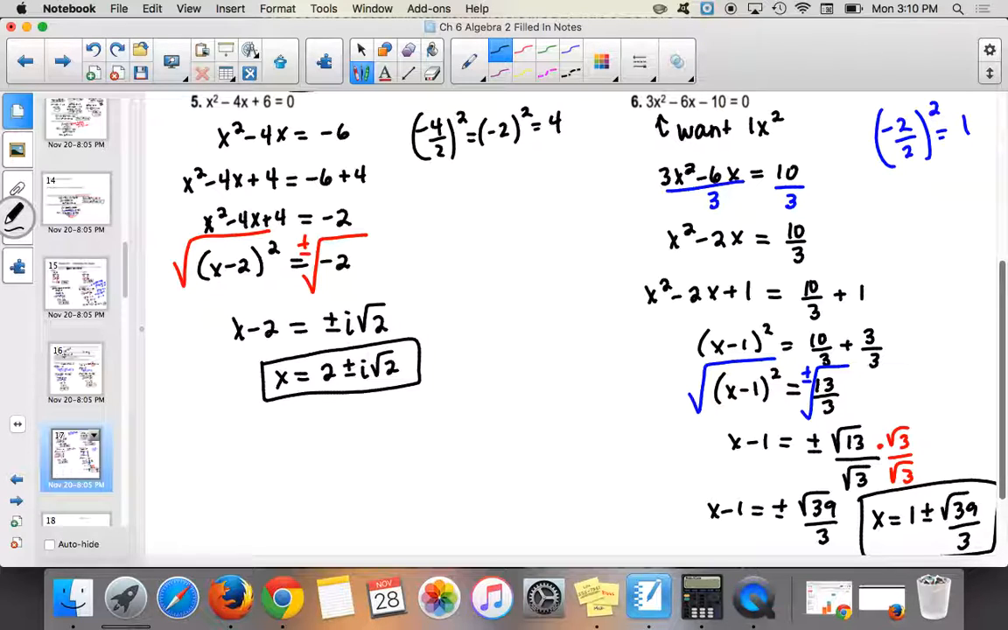All right, so they do get a little bit nasty. I don't think I have one that's that bad on your homework. But why wouldn't you simplify the 39 over 3? Because one's under a root and one's not, so you can't combine them. You see it? All right, let's do one more fraction, then I'll give you your homework.